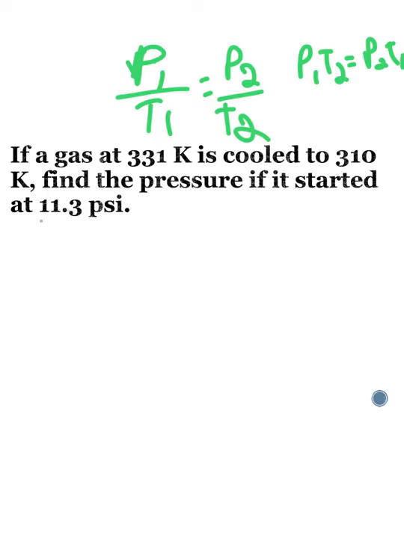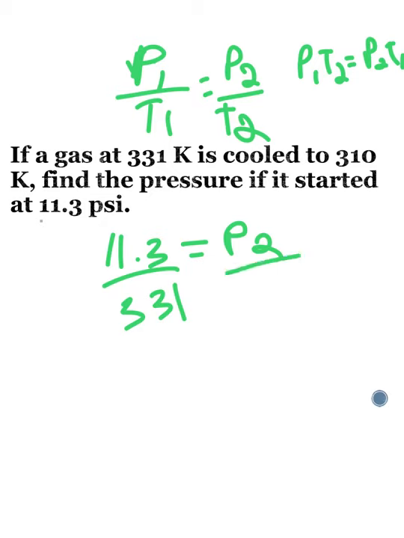Okay, so on this one, find the pressure if it started at 11.3 psi. So that's P1. We don't know our new P2. The temperature is 331, and it's already in Kelvin, and it's cooled to 310. So right away, you should be able to tell me that on this one it cooled down, so the pressure shouldn't be as much. You just think if you're going to take your finger and trace back and forth, hitting the sides of something, if you go super fast, you would be hitting it a lot. Or if you're shaking something like that, you would see that.